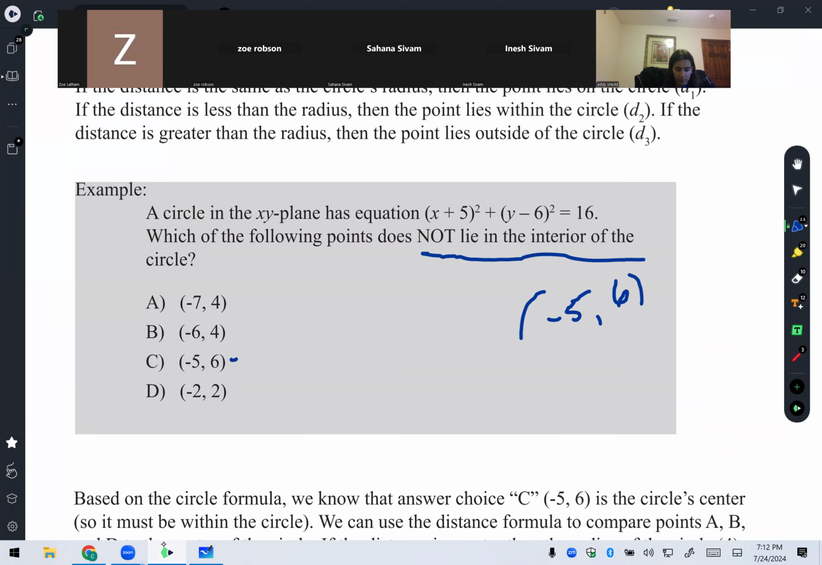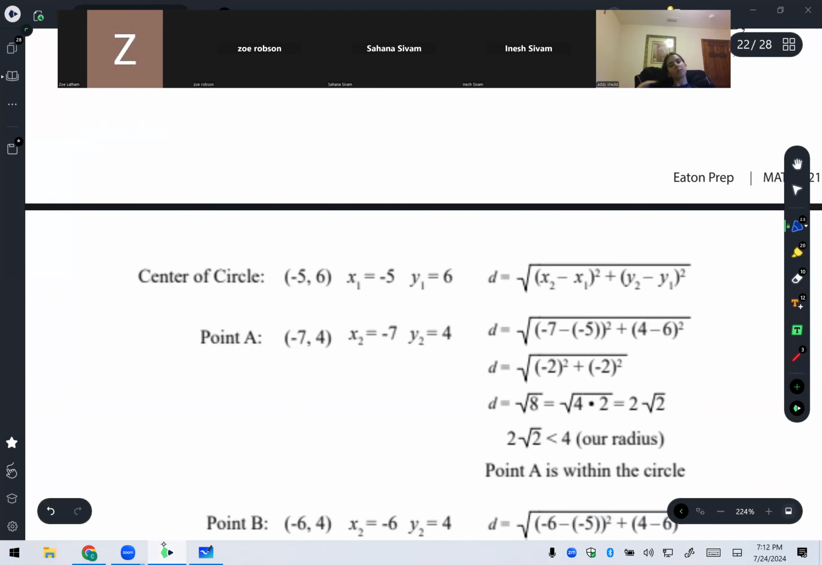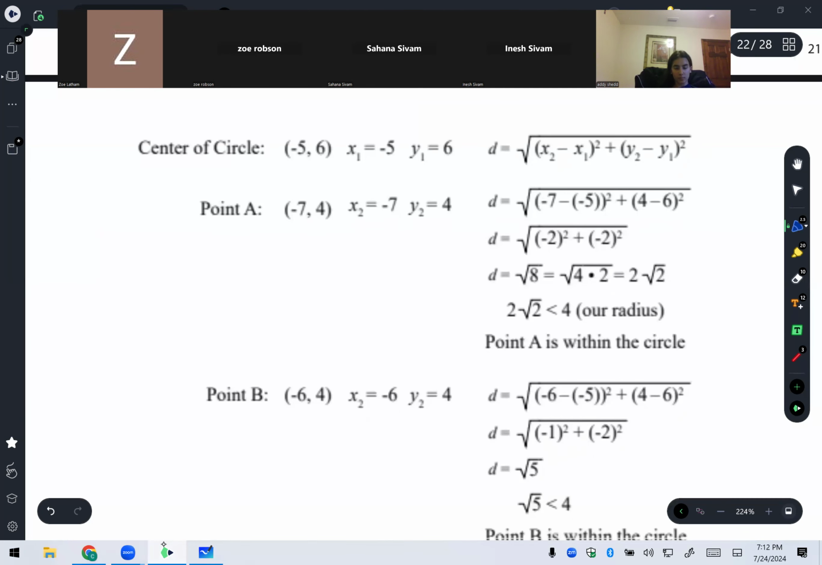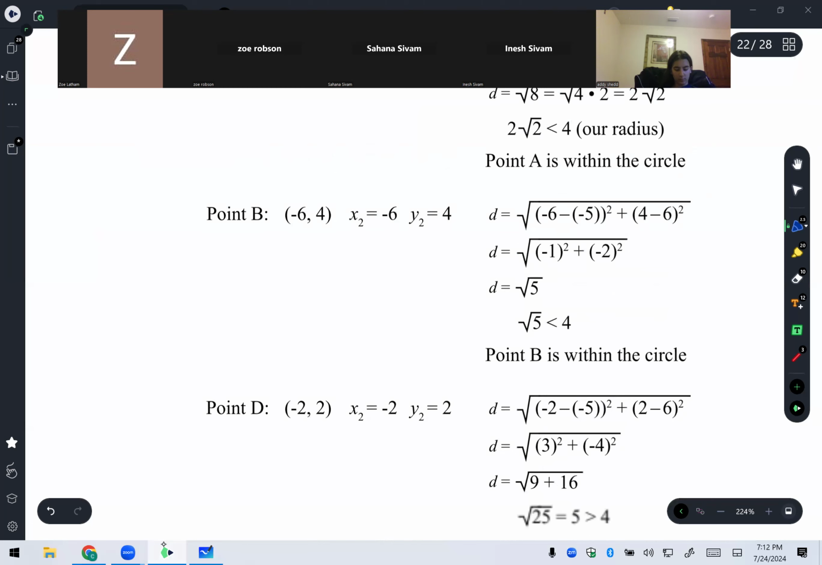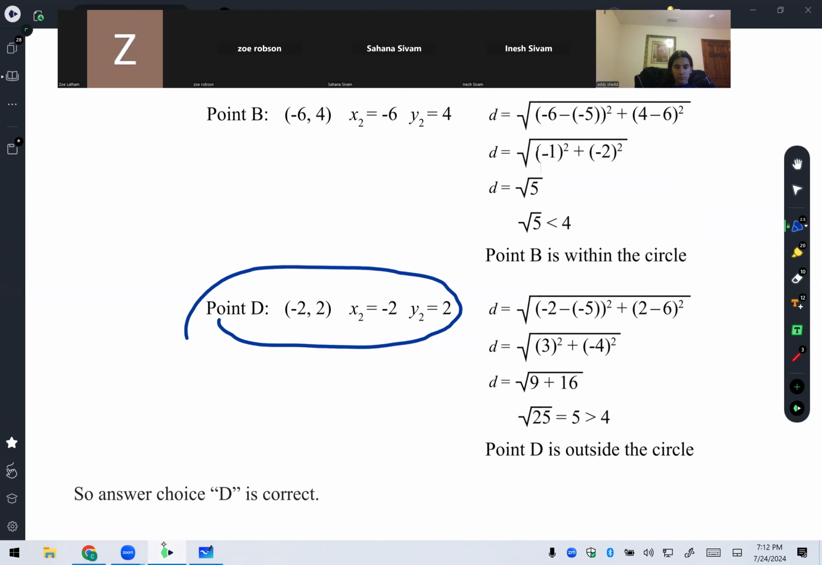This is the center. But you can see what we did down here. I just tried each scenario with the distance formula and a few of them are within the circle, but point D is outside. I guess you could draw it too. You could draw the circle. I like to see it. Okay, let's go to the next.